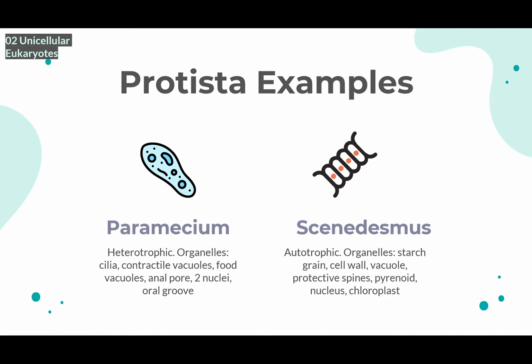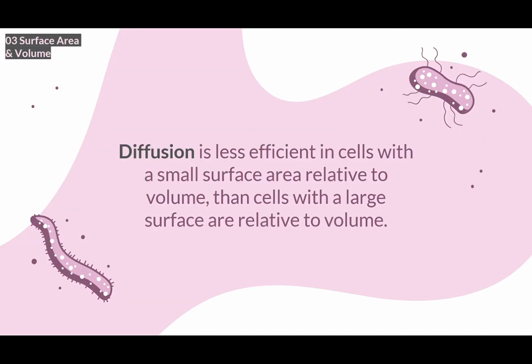On the other side, we have the, I don't really know how to pronounce it, Cynedicin? I'm not quite sure, I'm sorry, which is autotrophic, and it synthesizes its own food. And heterotrophs and autotrophs are also going to come up when we'll be talking about ecology. But yeah, moving on, it has in its structure starch grains, a cell wall for structure formed of cellulose and pectin, chloroplasts, nucleus, pyrenoid, protective spines, and a vacuole. So as you can see, both differ in their organelles. Now, moving on to the third topic, surface area and volume.